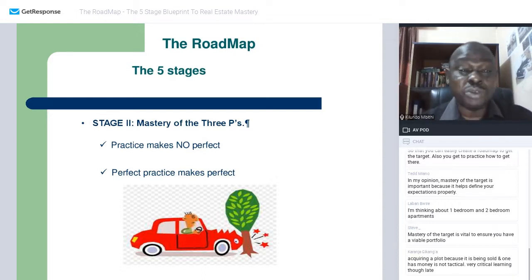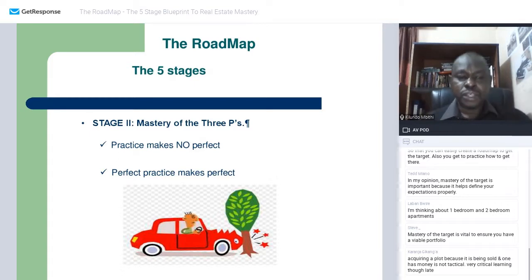Are they taking you to retirement, or are they removing money from your pocket? I know most of you may be having a lot of questions, Mark. How can you buy a property and it's not removing money from your pocket? Yeah, when you buy a rental property, it's not supposed to remove money from your pocket. It's supposed to put money in your pocket.